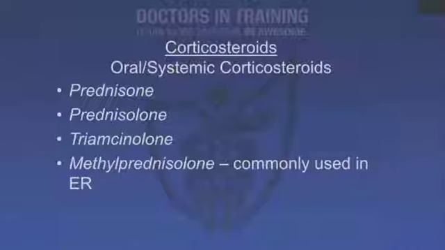What are some of these steroids? Just to mention them, it's important you guys hear these drug names so you know how to pronounce them. So your oral systemic steroids, there's a ton of them, but the ones we have listed here are prednisone, prednisolone, triamcinolone, and then methylprednisolone. And of these steroids, the one that's commonly used in the ER to treat asthma is methylprednisolone, also known as Solumedrol as a brand name, but prednisone is fine too.